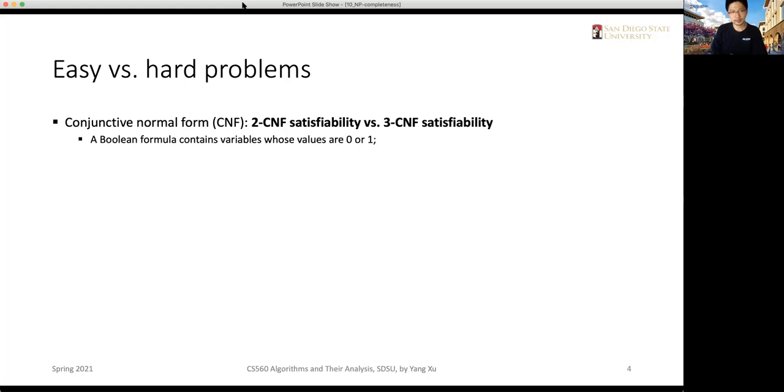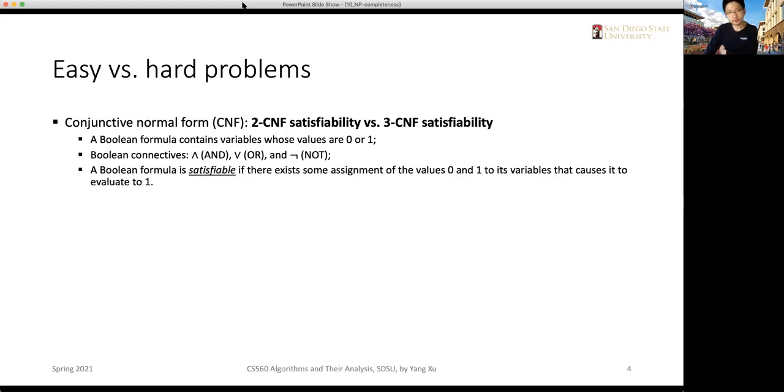It's like a Boolean formula. A Boolean variable is a binary variable, either 0 or 1. A formula that consists of Boolean variables also has a binary final value, either 0 or 1. And we will use the Boolean operators like and, or, and not.